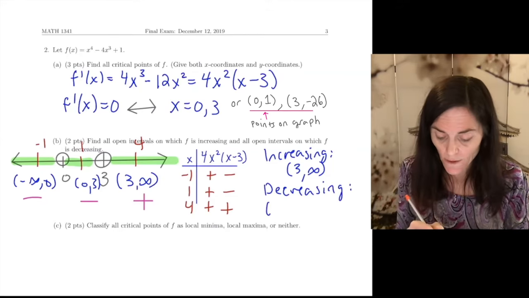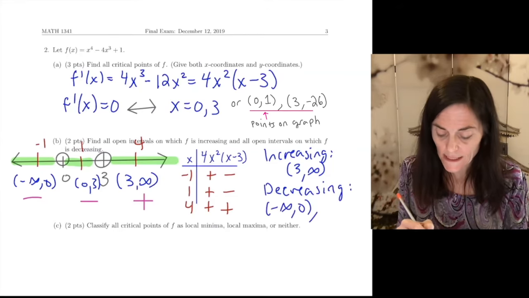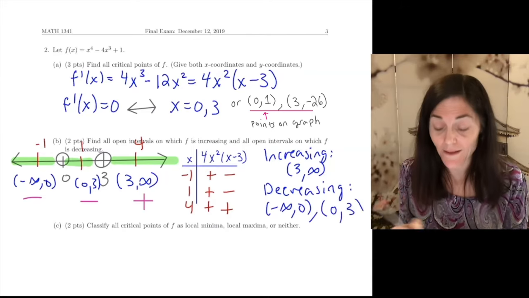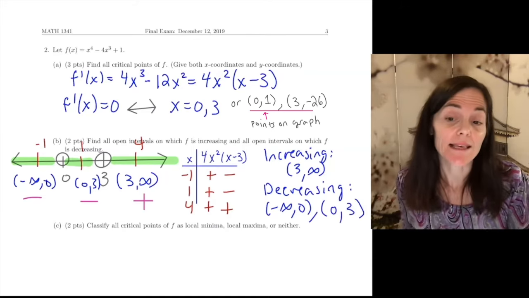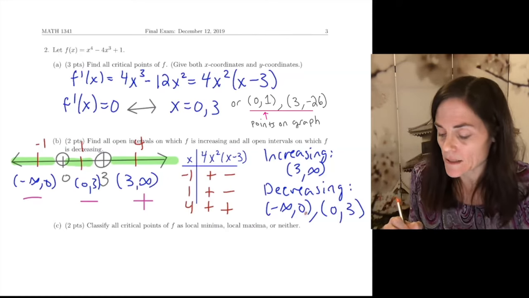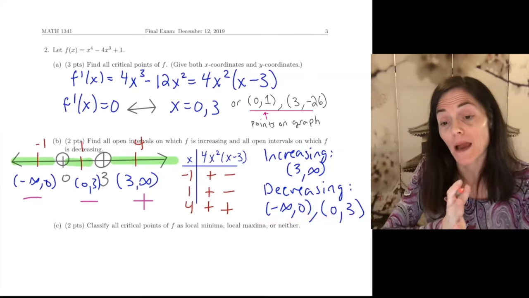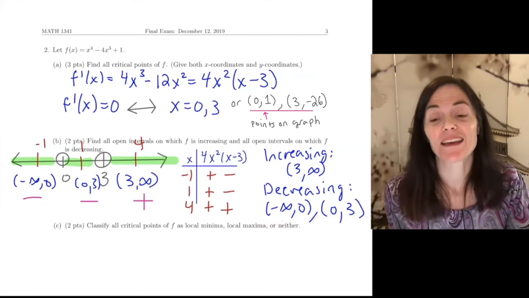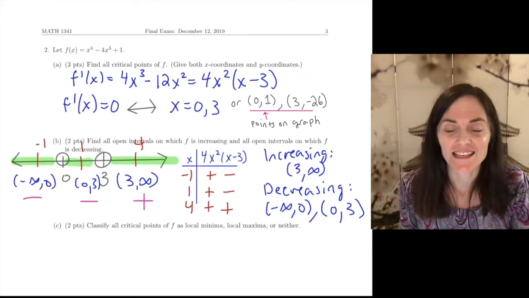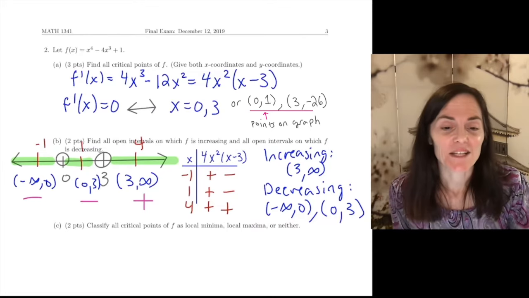Now, you can either write like this, just list the intervals with a comma. That's what I'm going to do. In this case, because the intervals meet here at 0, you could combine them into 1 and write minus infinity all the way to 3. But it's perfectly fine just like this, increasing and decreasing.